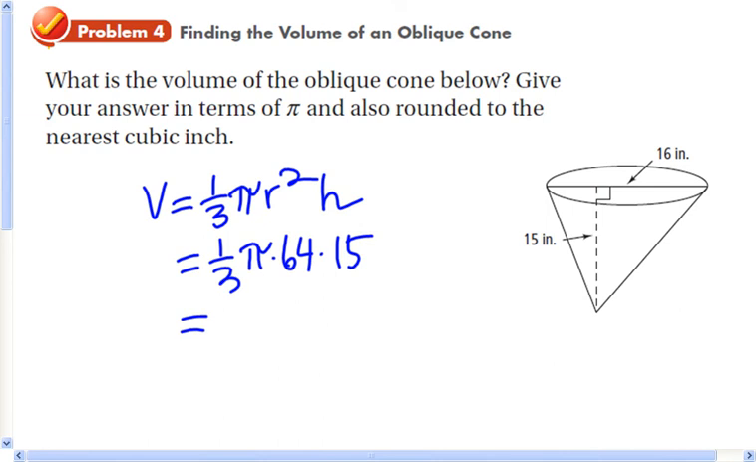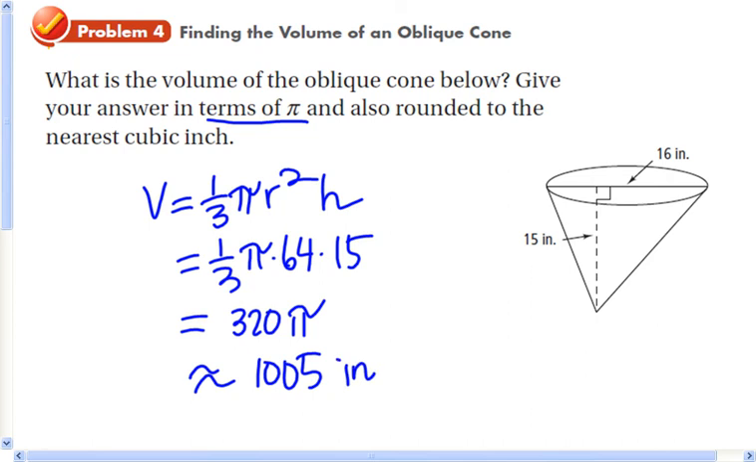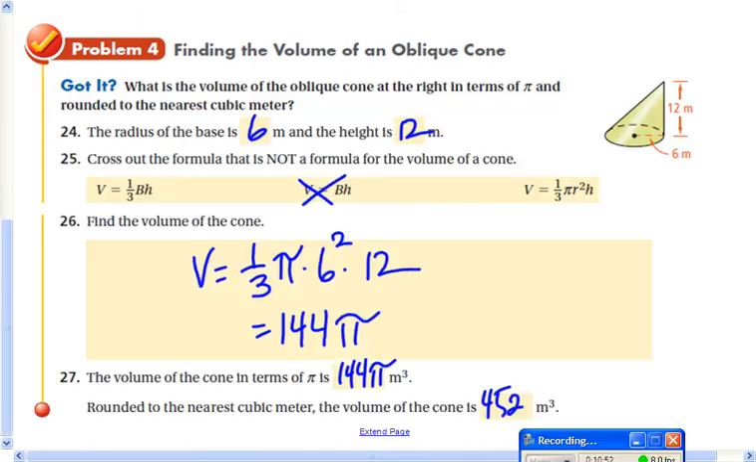And then I'm just going to simplify that. And it says we need to give it in terms of pi. So 1/3 times 64 times 15 is 320 pi. And then approximate that to the nearest cubic inch. That would be 1,005 cubic inches. All right, you can try that.